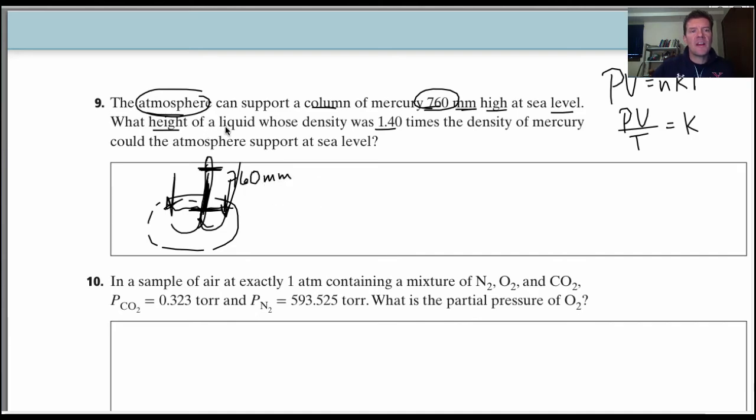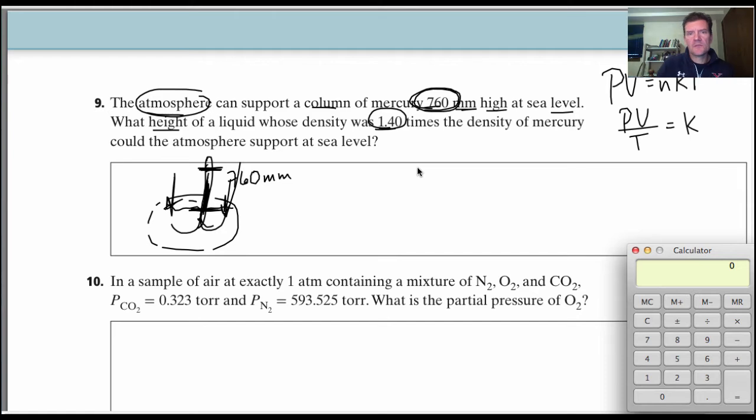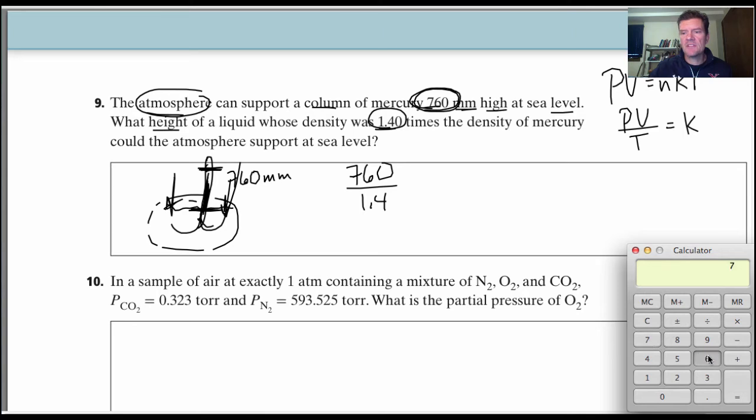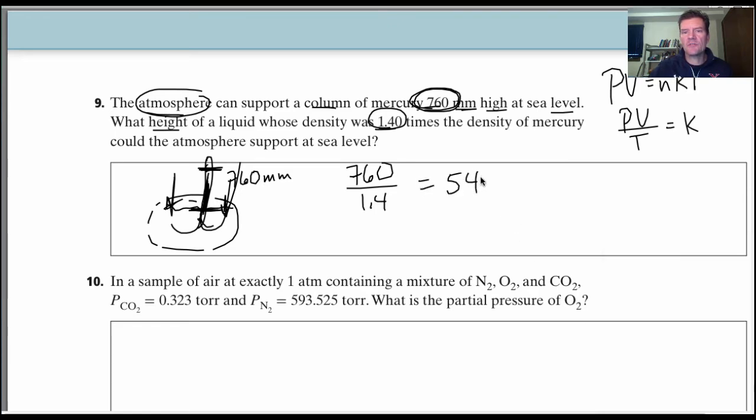Okay? What height of a liquid whose density is 1.4 times the density of mercury could the atmosphere support at sea level? So if the density is 1.4 times, it's not going to be able to go quite as high. All right? So if we take this 760 and we divide by 1.4, well, what do we get here? Let's see. 760 divided by 1.4, we get 542. So it's only going to be able to go 542 millimeters instead of the 760.